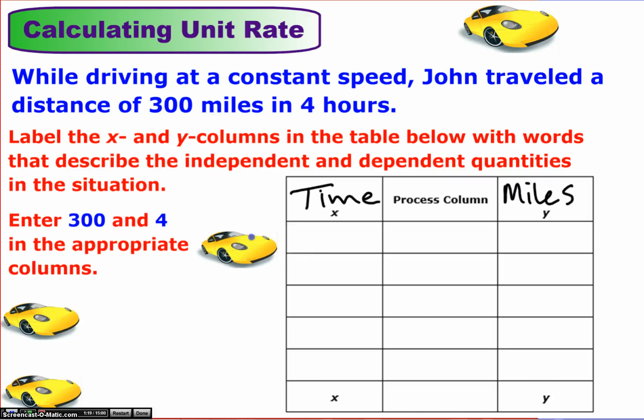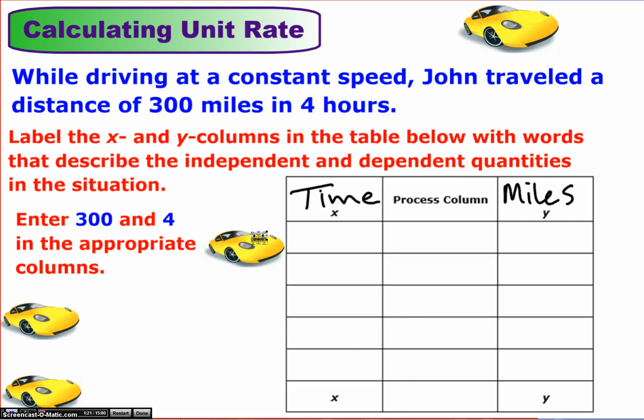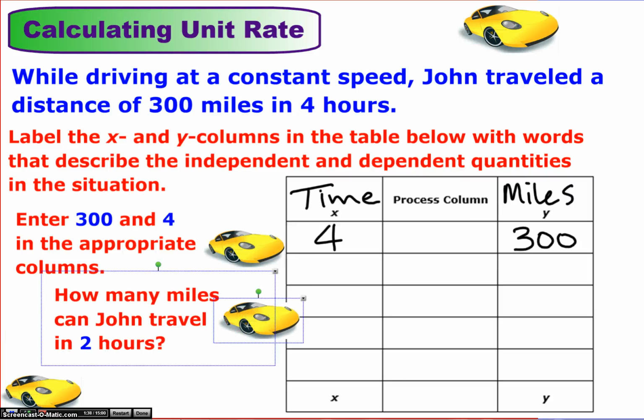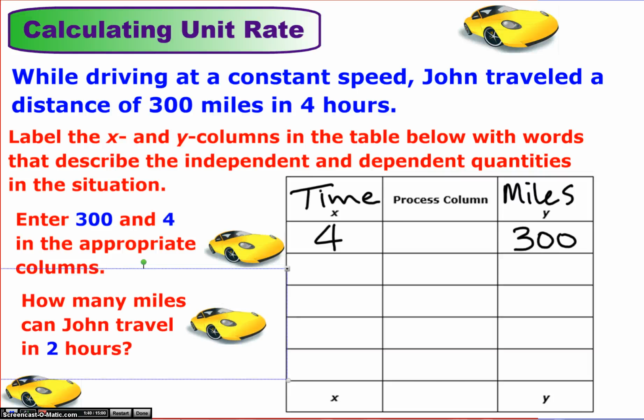All right, it says enter 300 and 4 in the appropriate columns. Is 4 talking about the time or is 4 talking about the miles? 4 is talking about the time, so put 4 on the first one and 300 where it says miles. Then it says how far does he travel in 2 hours? So where are we going to put the 2? Under the 4. And how many miles would it be? 150. Because how do you get from 4 to 2? You divide by 2, so divide that by 2.